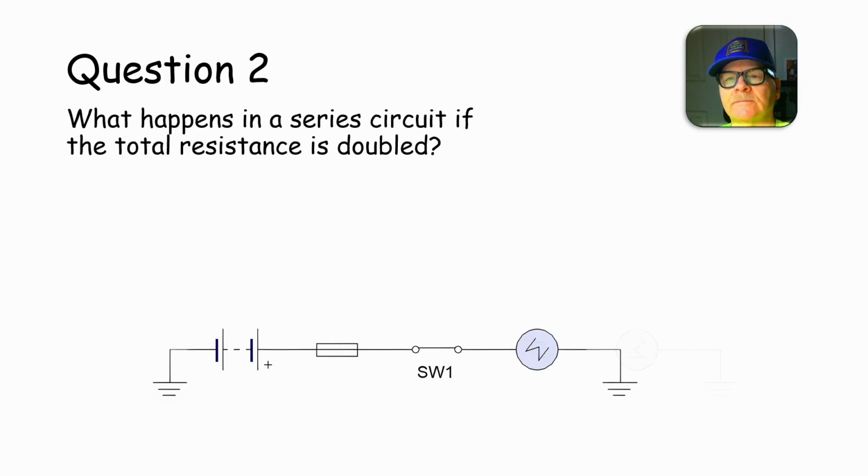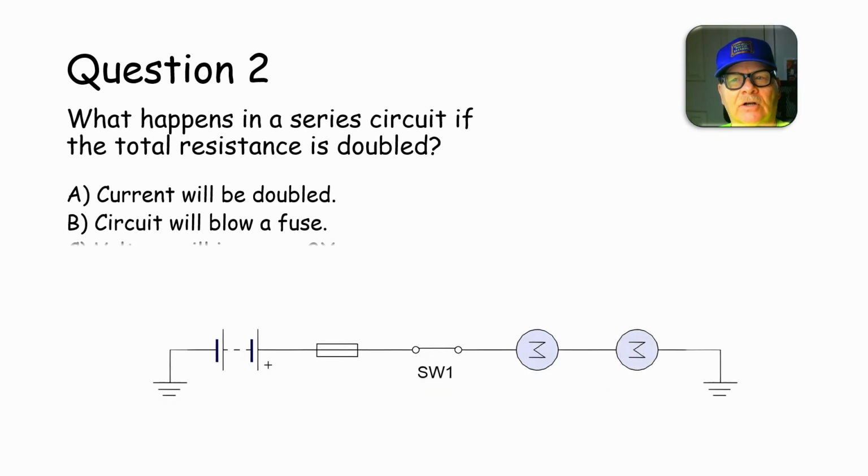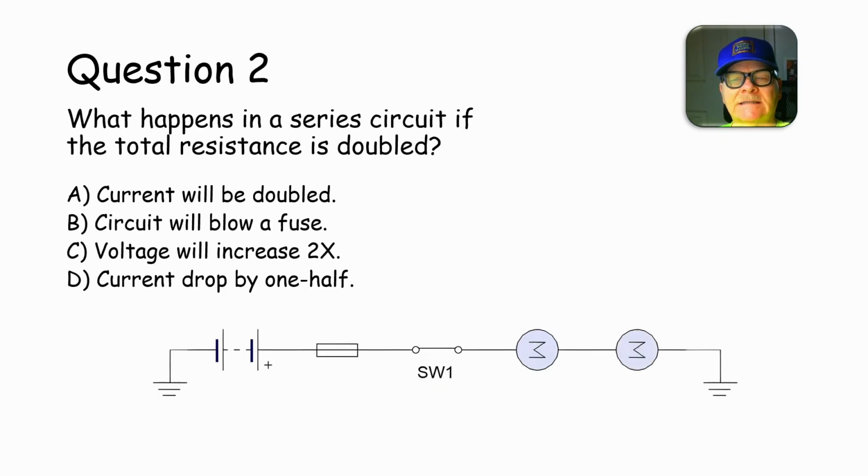Question 2. What happens in a series circuit if the total resistance is doubled? A. The current will be doubled. B. The circuit will blow a fuse. C. Voltage will increase 2 times. Or D. Current will drop by 1/2.